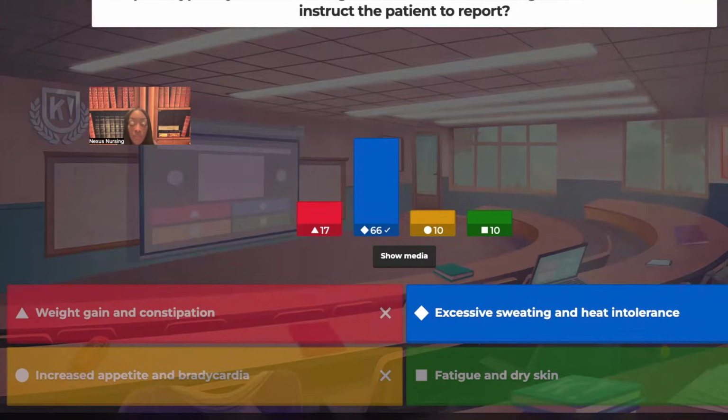Very good. What is the one word in this phrase that should have made you know it was the answer? Excessive. Anything that is excessive, or if it says severe, that needs to be a red flag to you. So this patient has hyperthyroidism. The thyroid gland is in overdrive, right? Now the patient is experiencing excessive sweating and heat intolerance. We're concerned about thyroid storm. Very good.